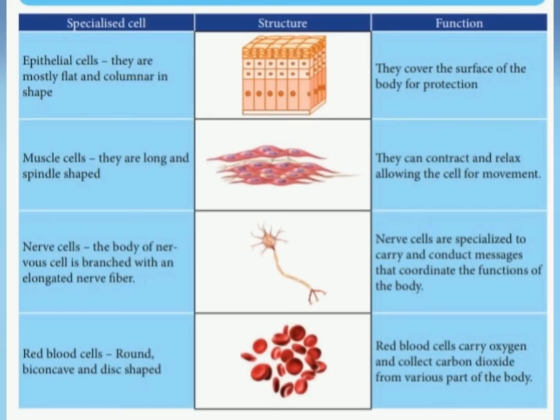See here the given specialized cells, the structure of the cell and the function of the cell. First one, epithelial cells. They are mostly flat and columnar in shape. See, this is the structure. Next, the function of epithelial cells. They cover the surface of the body for protection.